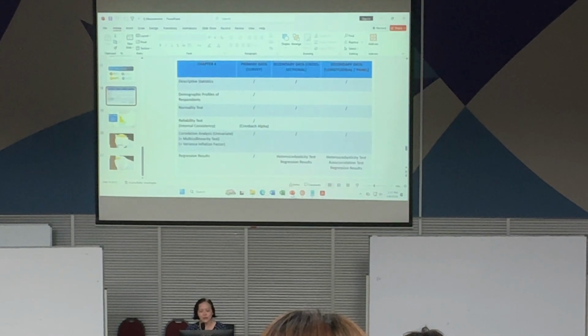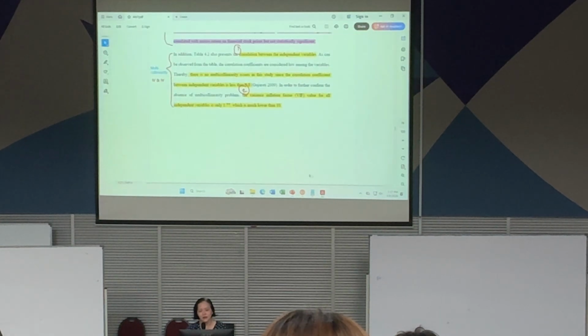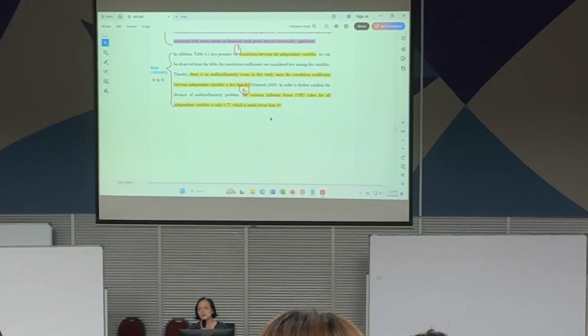And if you look at my slide, I say if you can generate the VIF as well as the second level of correlation analysis. So this one, my student did it, reporting only, right? The VIF for all IV are only 1.77. The benchmark is 10. So way below 10 to confirm we got no multi-collinearity. Understand?